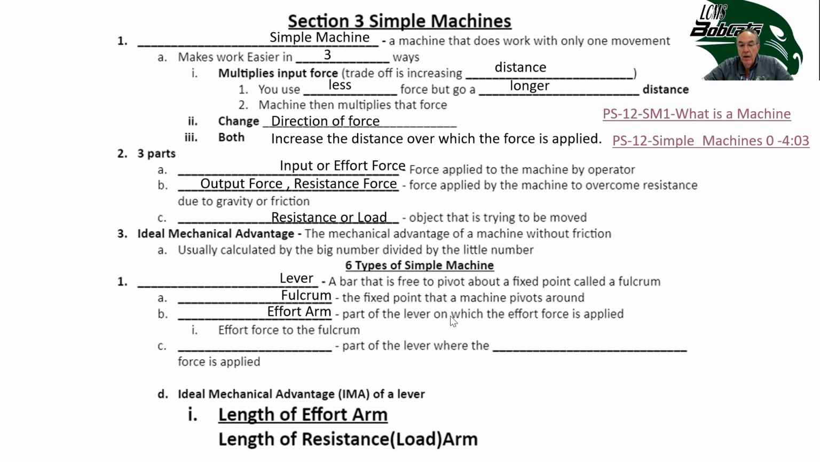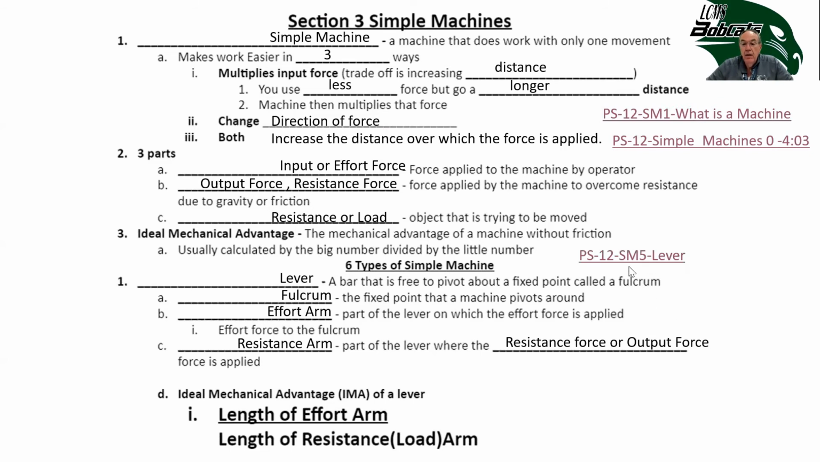The effort arm is the part of the lever on which the effort force is applied. It's the distance from where the effort force is applied to the fulcrum. The resistance arm is the part of the lever where the resistance force is applied. It's the distance from the fulcrum to where the resistance force is. The ideal mechanical advantage of a lever is the length of the effort arm divided by the resistance arm or load arm.